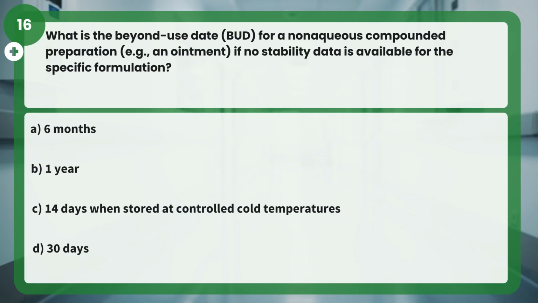Question 16. What is the beyond use date, BUD, for a non-aqueous compounded preparation, e.g., an ointment, if no stability data is available for the specific formulation? A. 6 months. B. 1 year. C. 14 days when stored at controlled cold temperatures. D. 30 days.